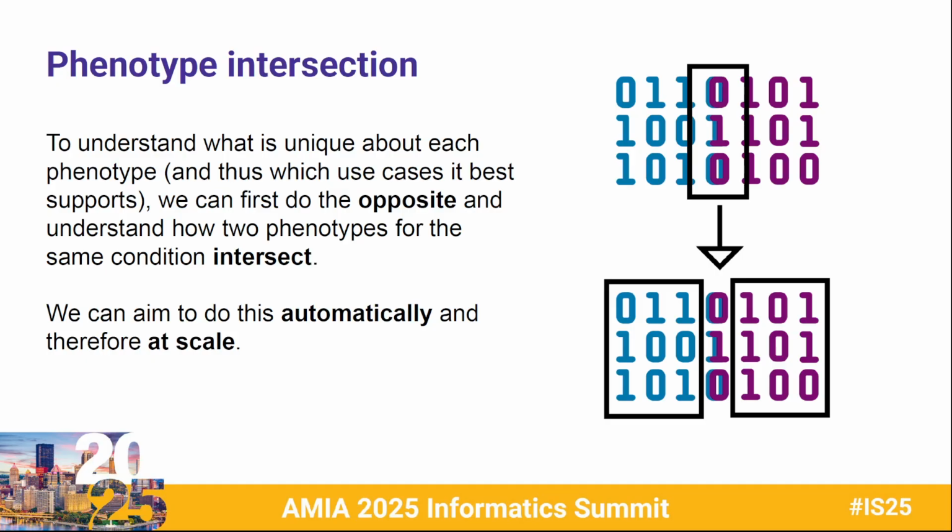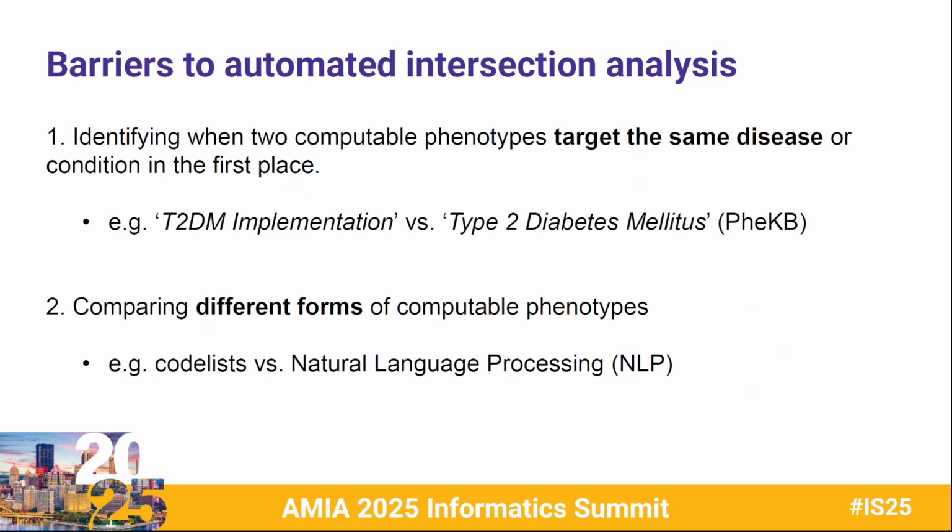Well, we thought that to do this, we can actually start by doing the opposite. We can actually understand what's common between two computable phenotypes. How do they intersect? Because obviously, if you understand the intersection, you can then understand what's unique. And we aim to do this automatically and therefore at scale.